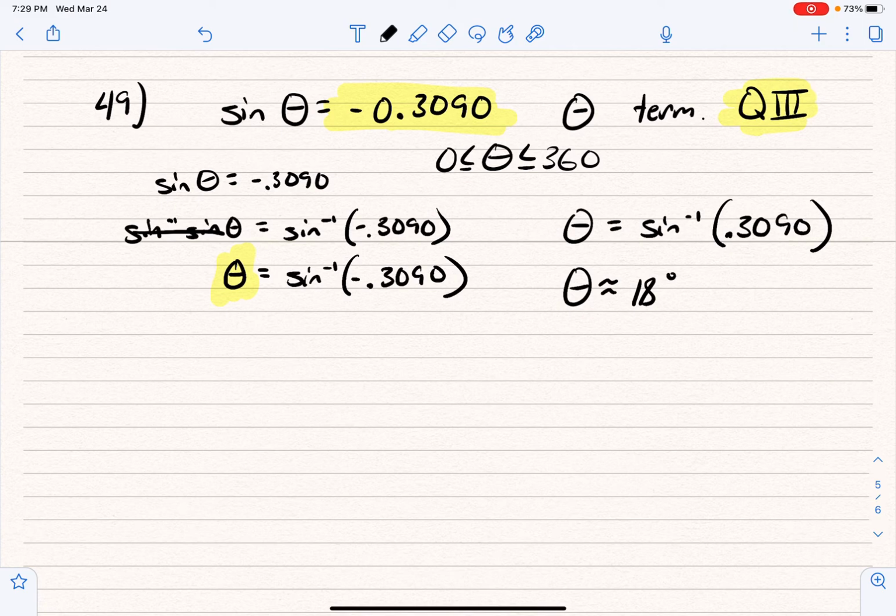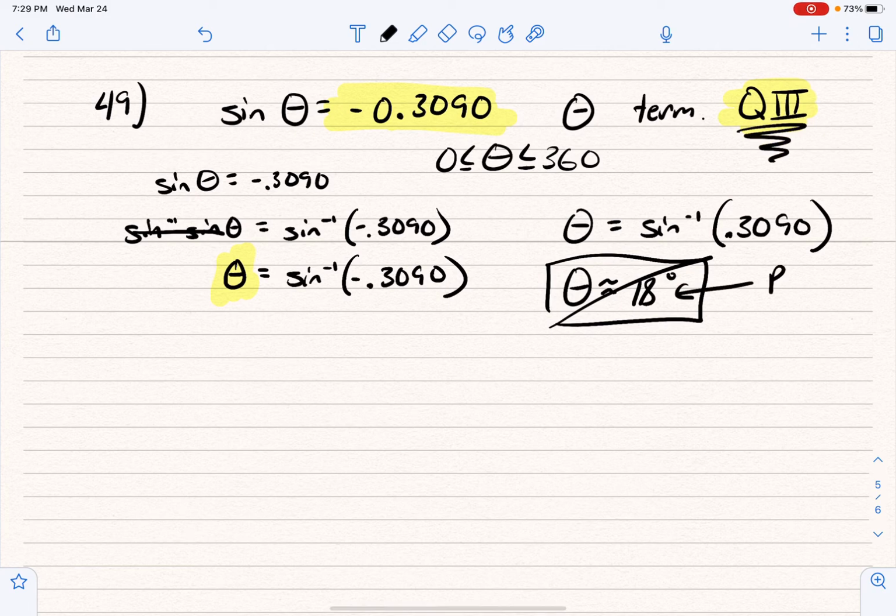Now, here's the problem. That cannot be theta. Why can that not be theta? Because theta is in quadrant 3. So this is not theta. This is my reference angle. And so then I have to picture, okay, let's picture quadrant 3.